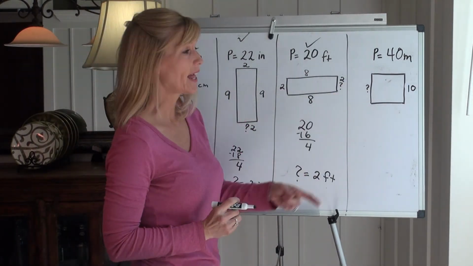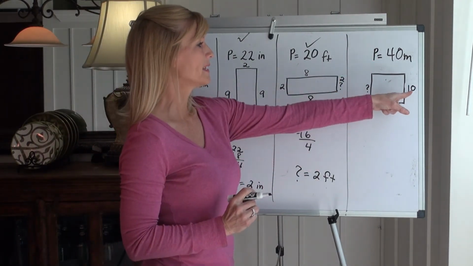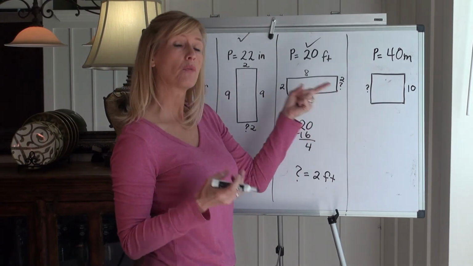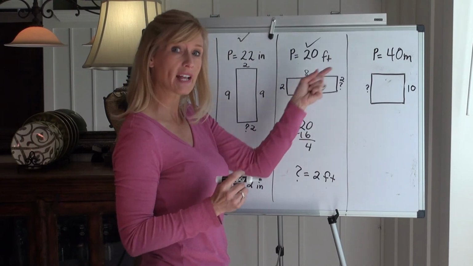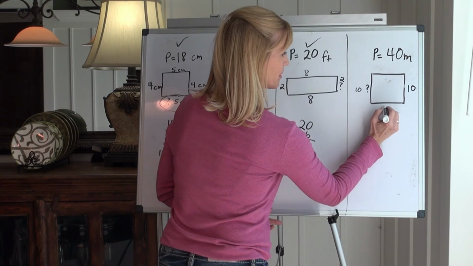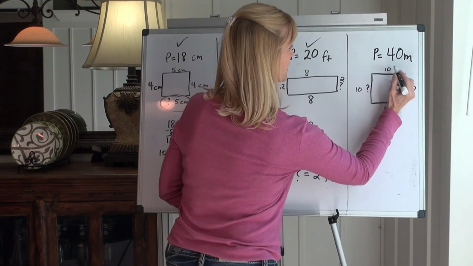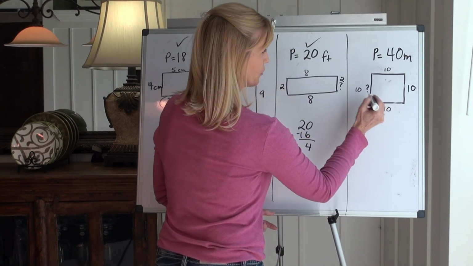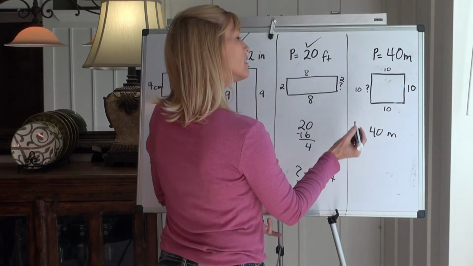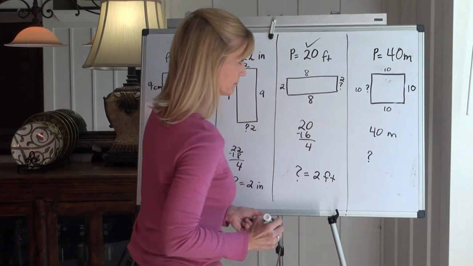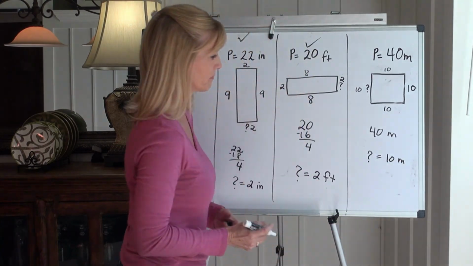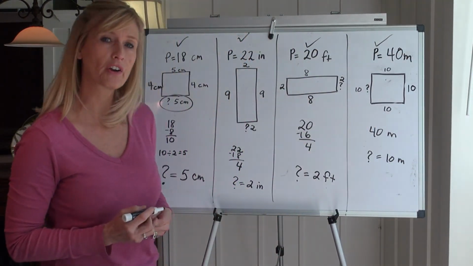So let's take a look at our last one, 40 meters. One side is 10, and I noticed that this is a square. Well, the properties of a square are that all sides are the same. So in that case, this side is 10, this side is 10, this side is 10. 10, 20, 30, 40. Okay, 40 meters is correct on this one. So our missing side is 10 meters. And we checked ourselves, we know we are correct.